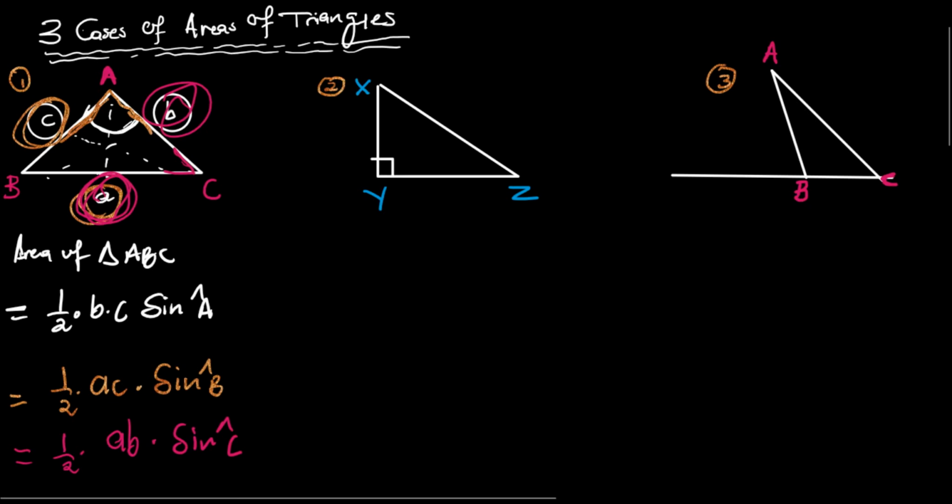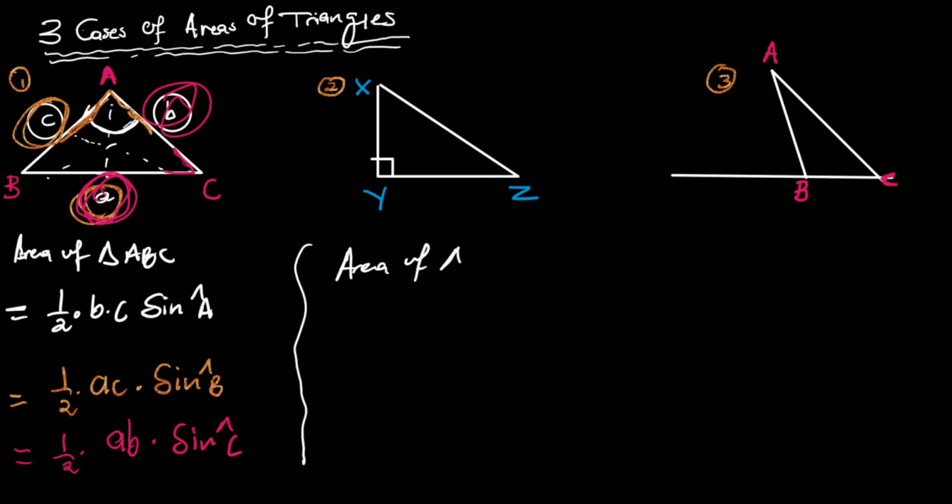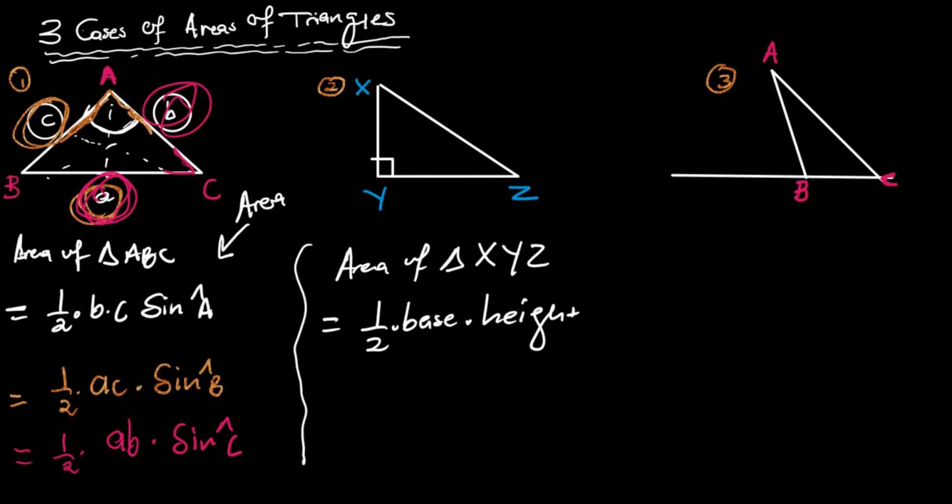And then we get to the second case. The second case is most common, which is a right angle triangle. The area of triangle XYZ is going to be equal to half times base times height, since it is a right angle triangle. This was the area rule, and here we're just using half base times height because it is a right angle.